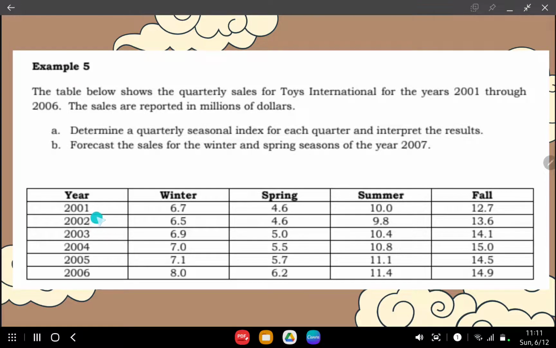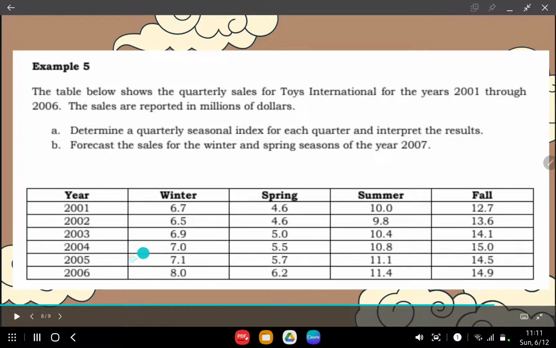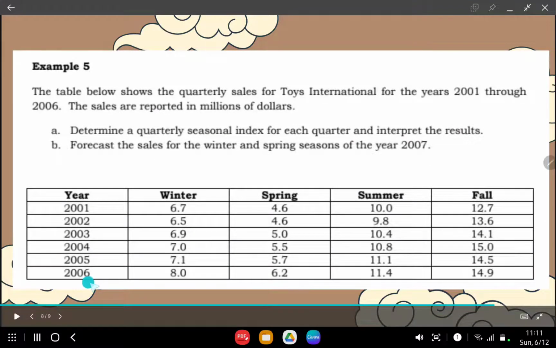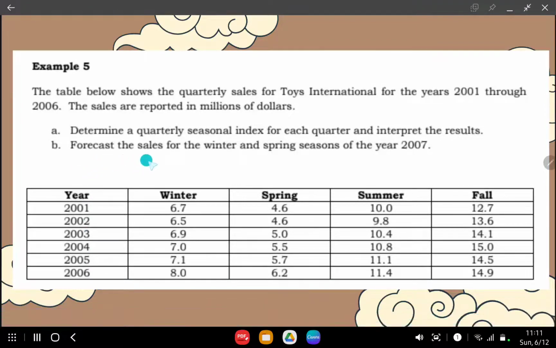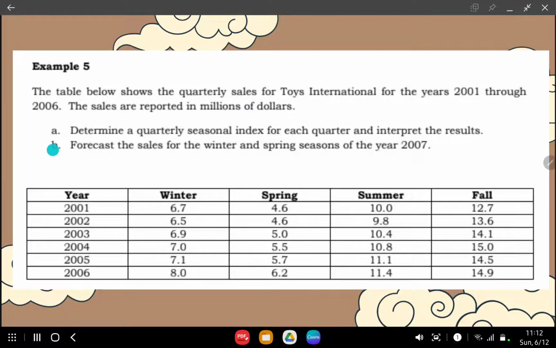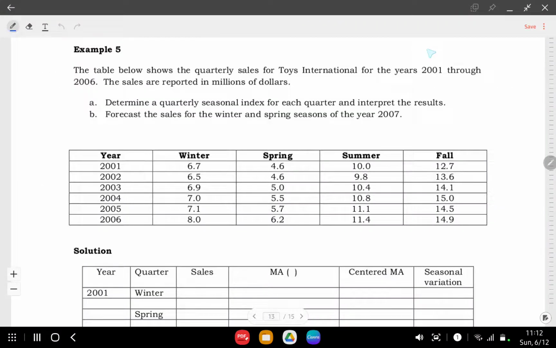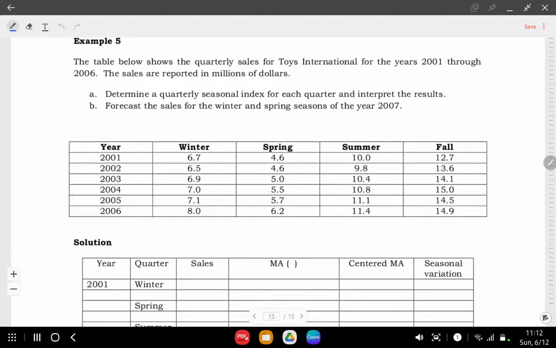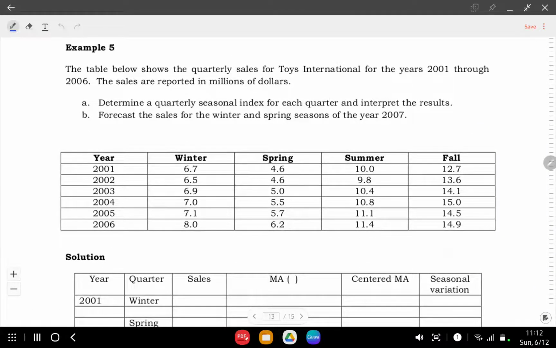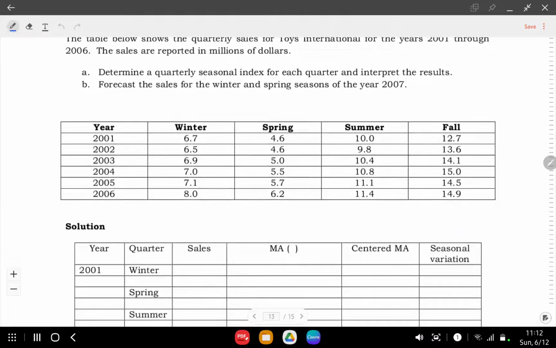So here in this table we didn't have the data for year 2007. So question B needs us to forecast the sales for the year of 2007 in winter and spring. Okay, so let's solve question A and B. This is the question, and the solution, we need to show our solution in the table like this.